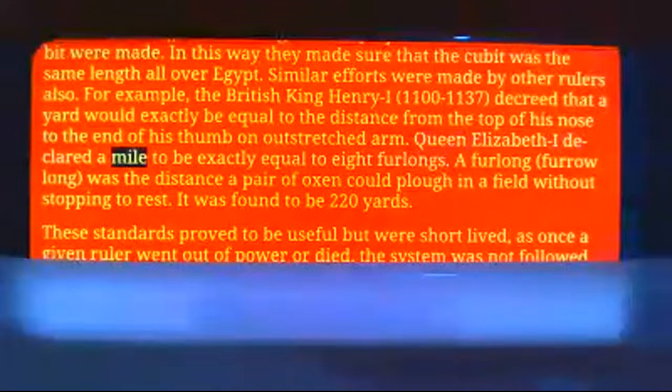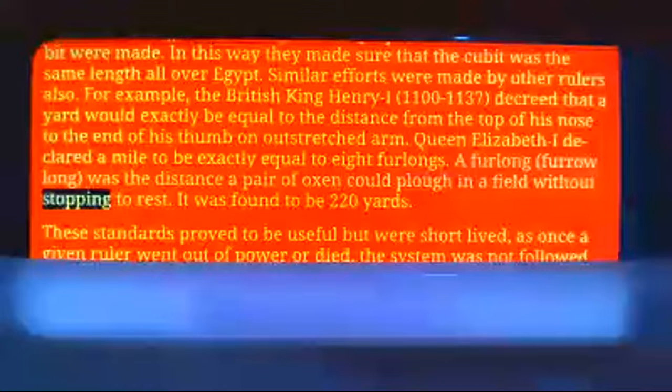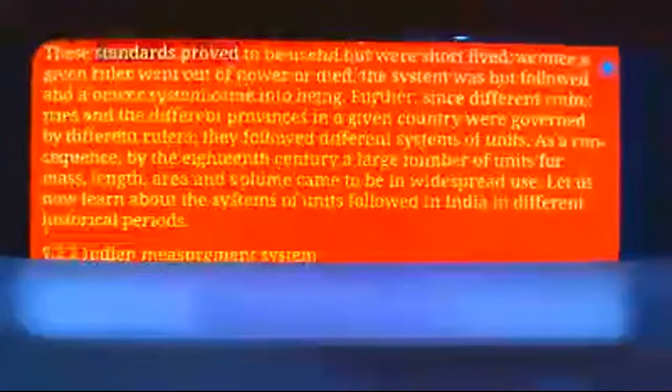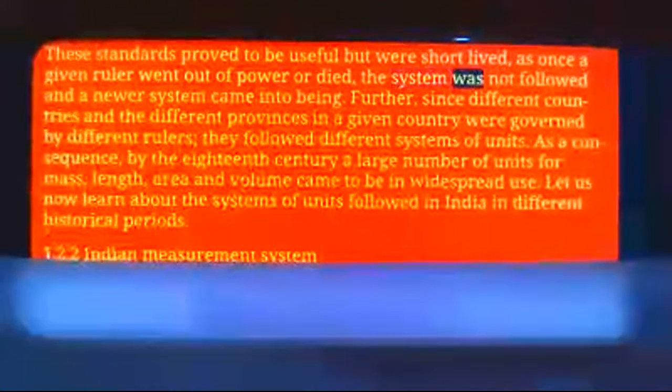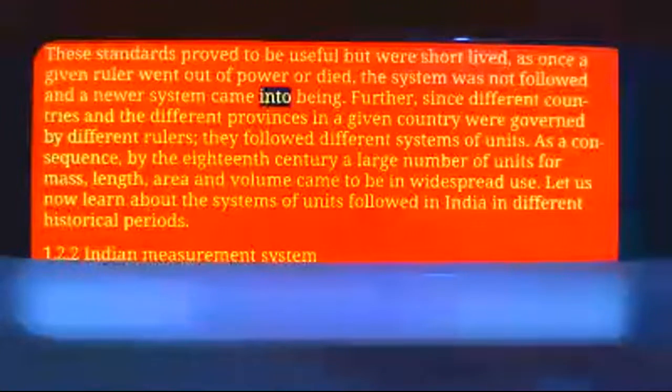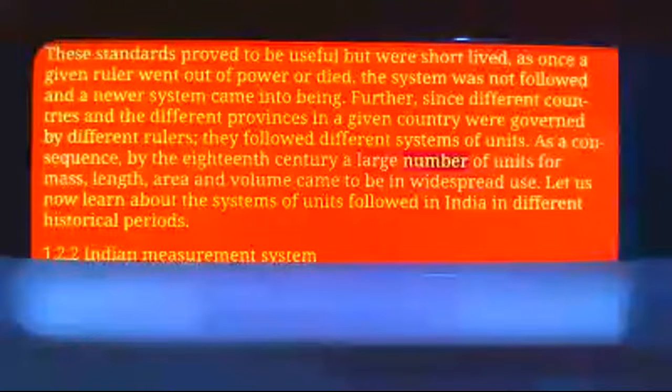Queen Elizabeth I declared a mile to be exactly equal to 8 furlongs. A furrow long was the distance a pair of oxen could plow in a field without stopping to rest. It was found to be 220 yards. These standards proved to be useful but were short-lived, as once a given ruler went out of power or died, the system was not followed and a newer system came into being. Further, since different countries and different provinces in a given country were governed by different rulers, they followed different systems of units. As a consequence, by the 18th century, a large number of units for mass, length, area, and volume came to be in widespread use.